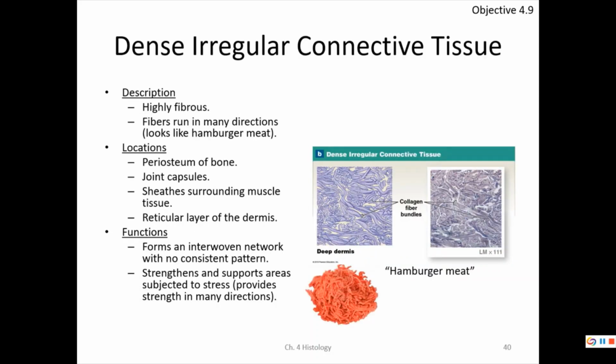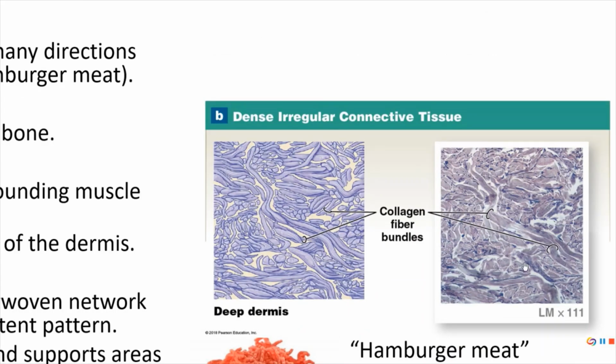Now, dense irregular connective tissue looks like ground hamburger meat, except here it's kind of purple colored. It's extremely fibrous, but the fibers run in all these weird directions. You can see fibers going here, there, side to side, up, down. Some are cut across, some coming out of the screen and towards the screen, some at angles. Here we cut them across the fiber. Here they're going that way. Here they're going up, down, side to side, left, right, top and bottom, front and back.